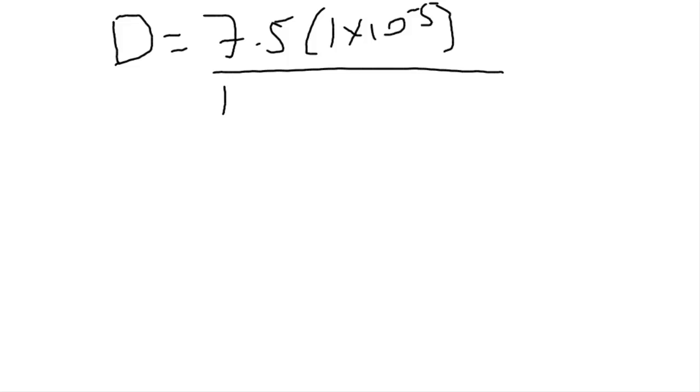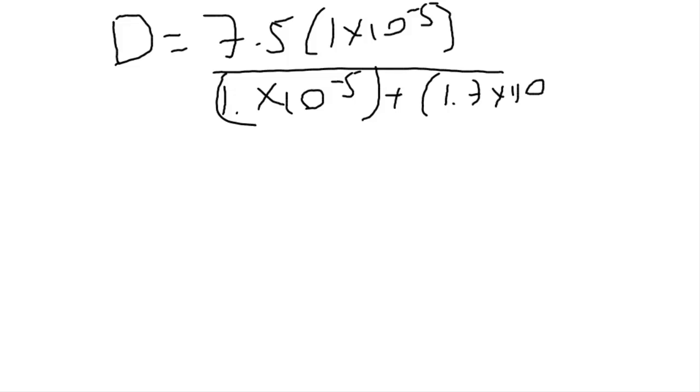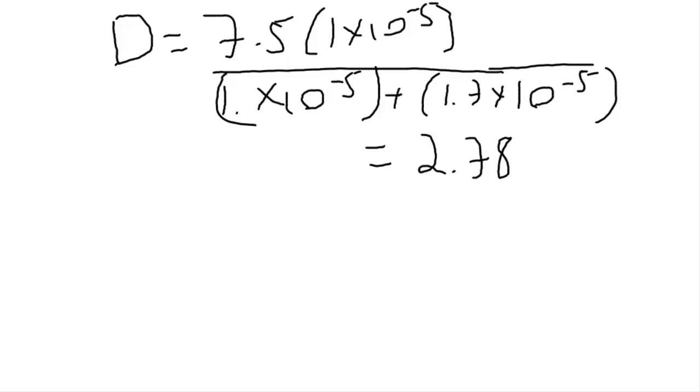When we plug those numbers in, we get a value for the distribution ratio, which is 7.5 times 1 times 10 to the minus 5, over 1 times 10 to the minus 5 plus the Ka value, which is 1.7 times 10 to the minus 5, and that will give us a value of 2.78. Now we know the distribution ratio, we can plug it into the equation to find extraction efficiency.